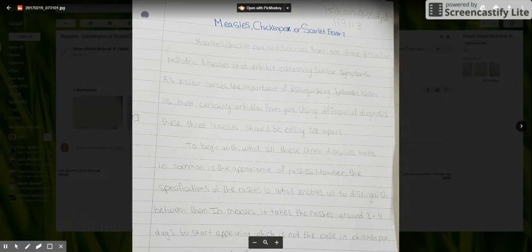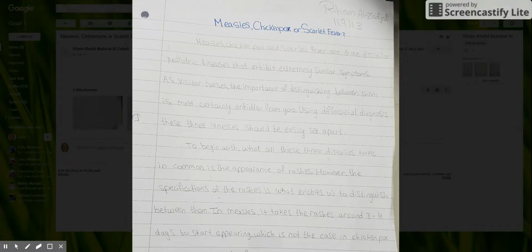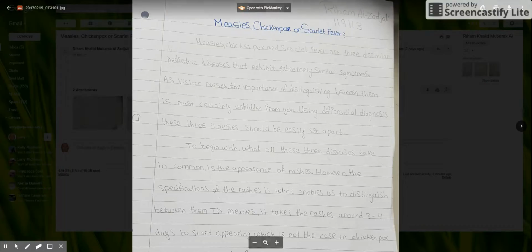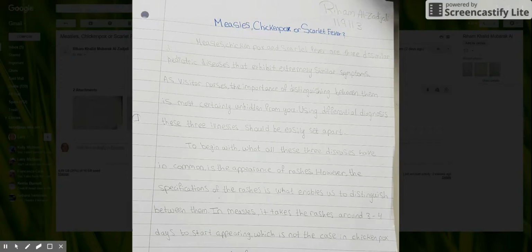Okay, first of all, measles, chickenpox, or scarlet fever? Question mark. Maybe you want to use the exact same title. So differential diagnosis: measles, chickenpox, and scarlet fever. That's okay. Okay, so measles, chickenpox, and scarlet fever are three dissimilar pediatric diseases. They are not dissimilar. They are very similar, in fact. Pediatric diseases that exhibit extremely similar symptoms.